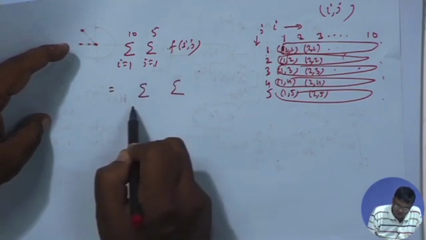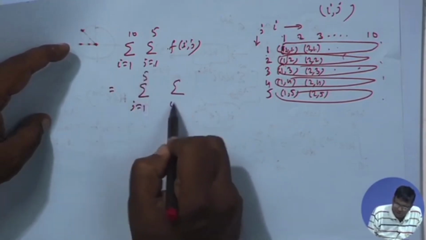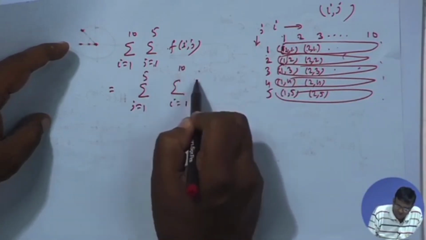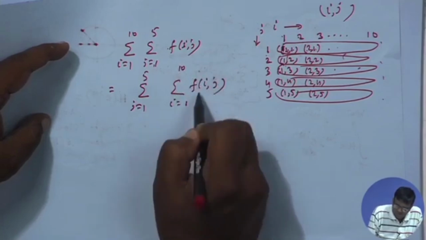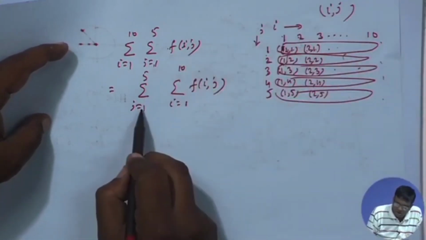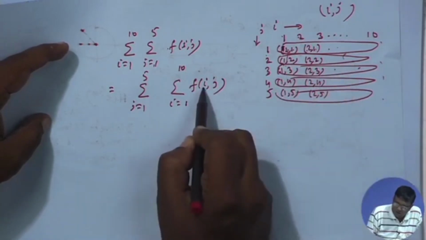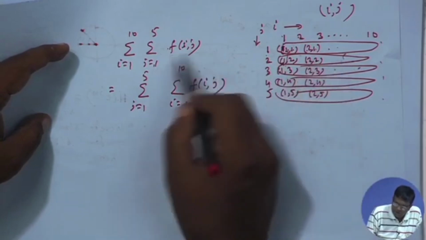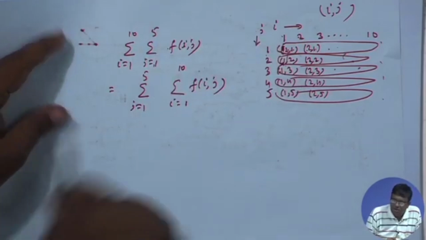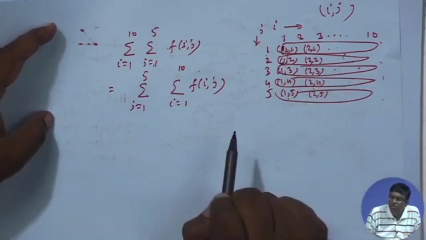That is, first you fix j, so j equal to 1, then move i over this entire range and get this summation. Then take j equal to 2, put the 2 here, (1,2), (2,2), and i equal to 1 up to 10, and get this result. And then add all of them over j. You will get the same result, because all these values are to be added.